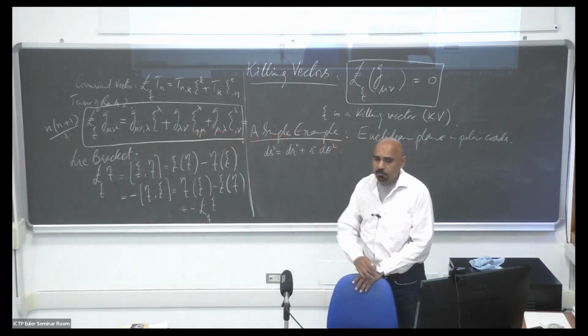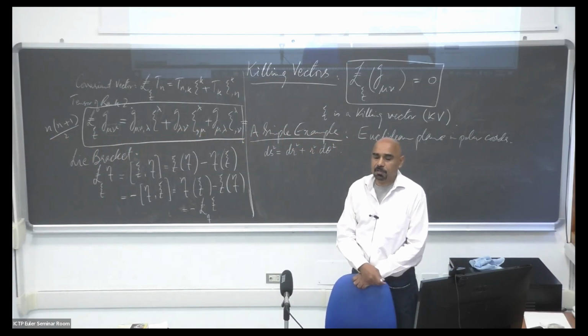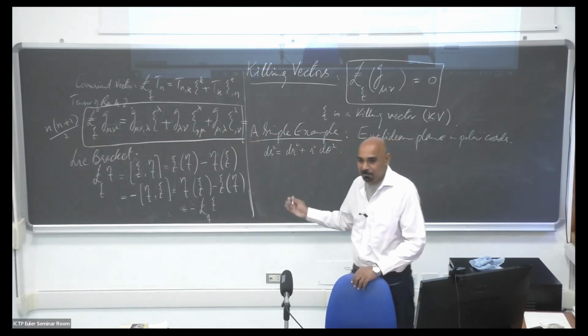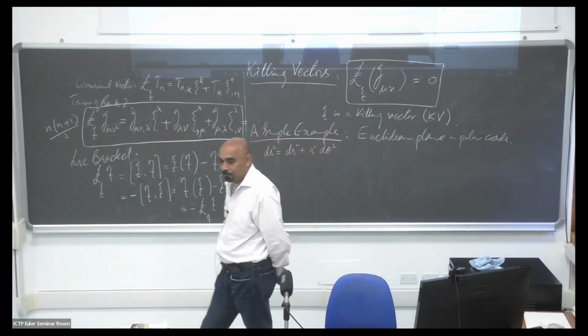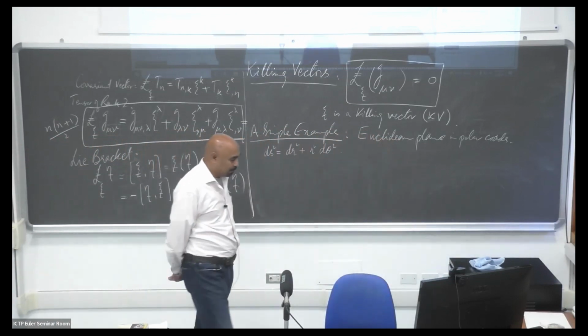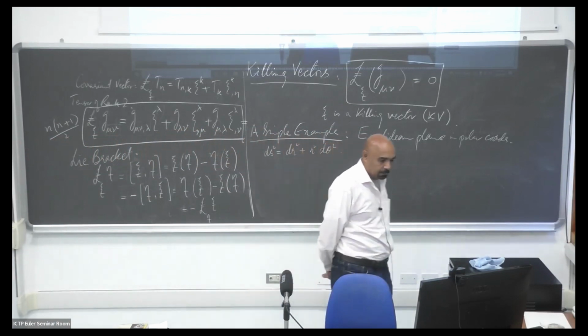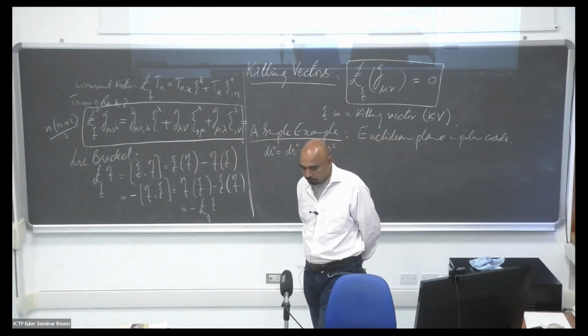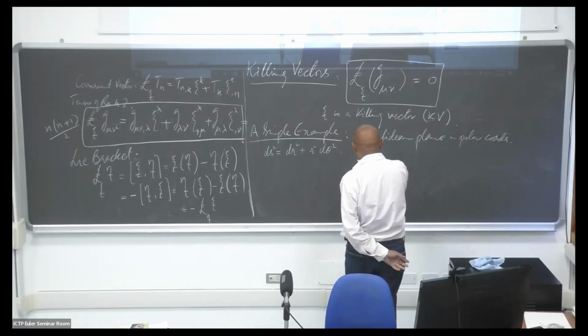Is this the simplest, or can you think of any example simpler than that? I think we can. That is right: the Euclidean plane, but in Cartesian coordinates. That will be even simpler than this.